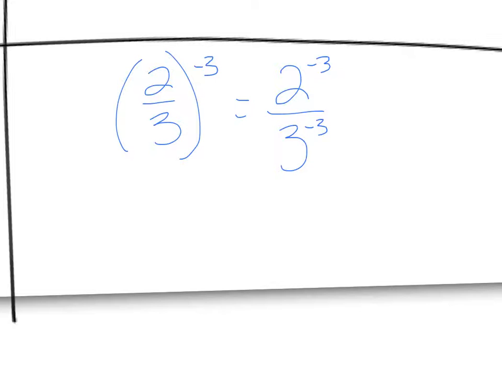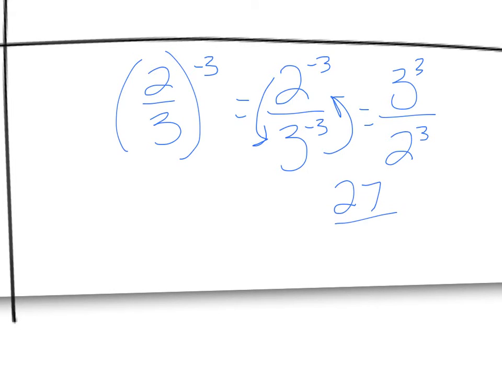How am I going to make those exponents positive? Right, I'm going to have to flip both of them. So that 2 is going to move to the denominator. The 3 is going to move to the numerator. So I have 3 cubed over 2 cubed, which is 27 over 8.